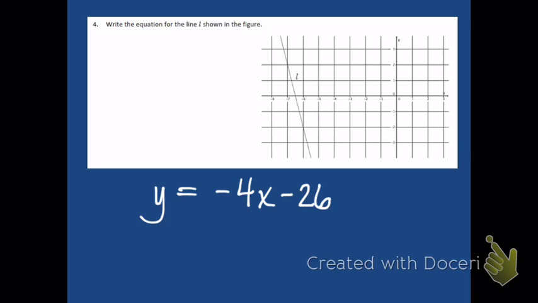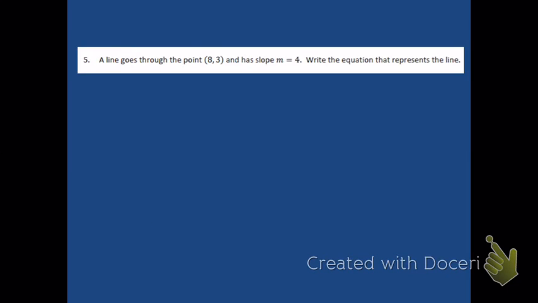Let's see. So our last example is exercise 5. Here it is, which says that a line goes through the point 8, 3 and has a slope of 4. Write the equation that represents the line. So once again, we don't have the graph, but we have really more information than the graph usually shows us because we already know the slope. We know that the slope is 4 and we have a point, so we're going to put that into slope-intercept form. So I would have y is equal to the slope times x plus b.